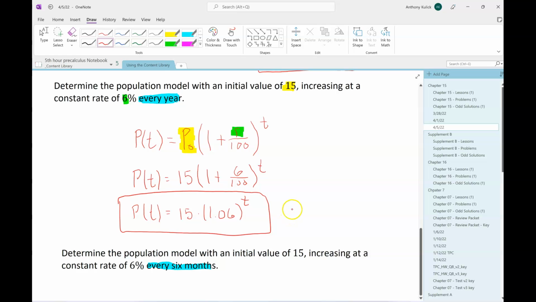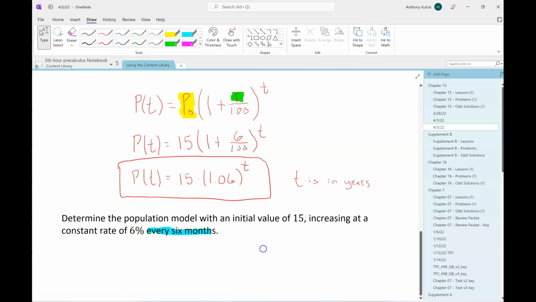So right here in the first one, we've written our model with t in years, right? It'll depend a little bit on what unit we want to use for t on how we write the second one. So just like before, our initial value is 15. Our r is 6.